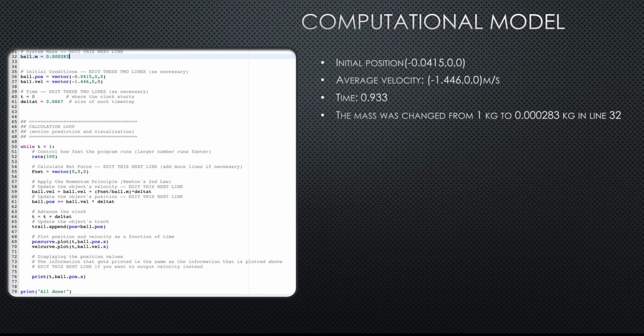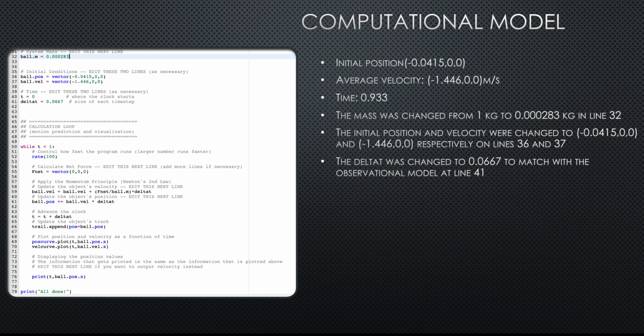The mass was changed from 1 kilogram to 0.000283 kilograms in line 32. The initial position and velocity were also changed to negative 0.0415 in the x direction and negative 1.446 in the x direction, respectively, on lines 36 and 37. The delta t was changed to 0.0667 to match with the observational model at line 41.